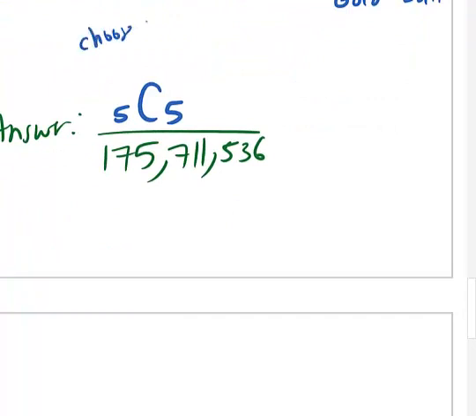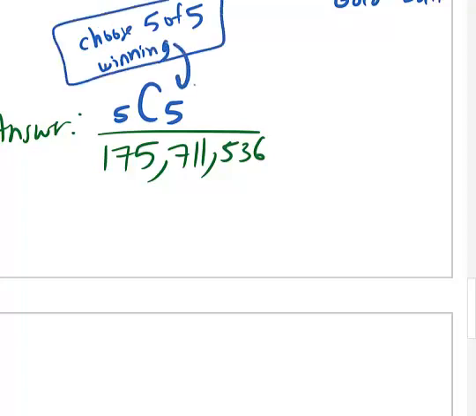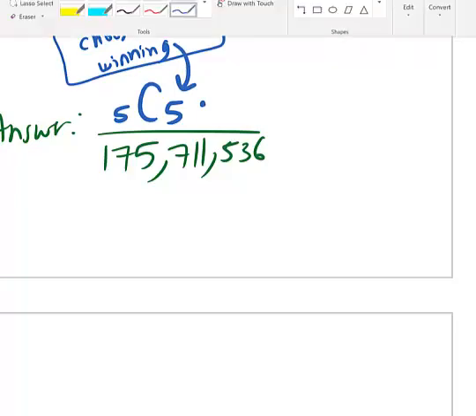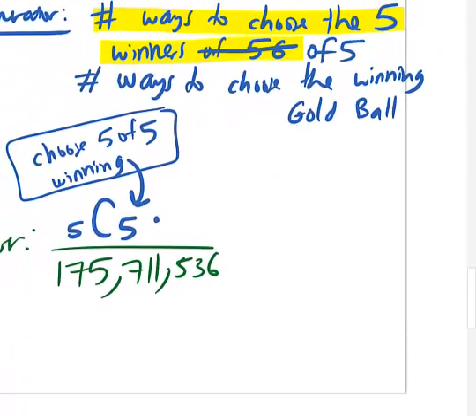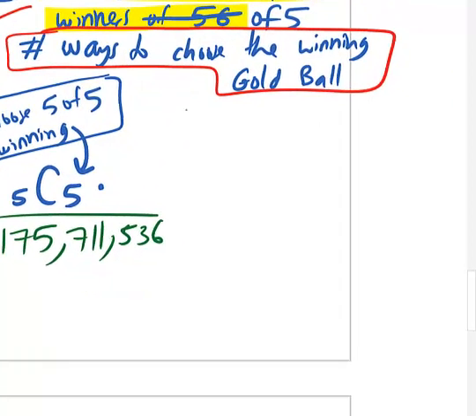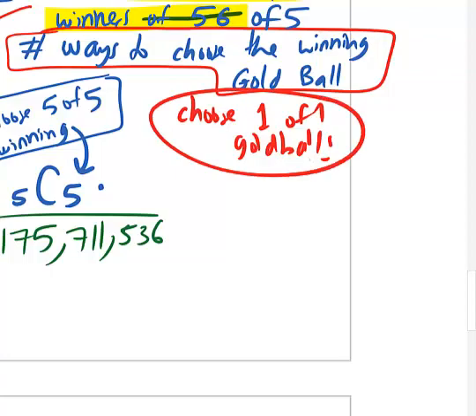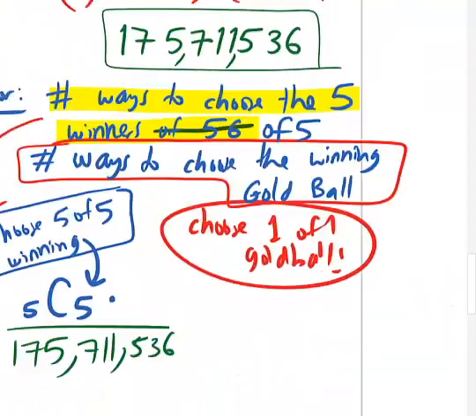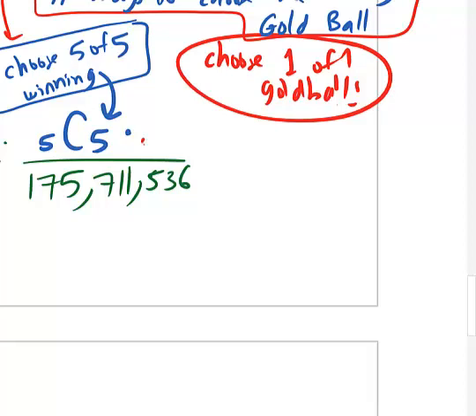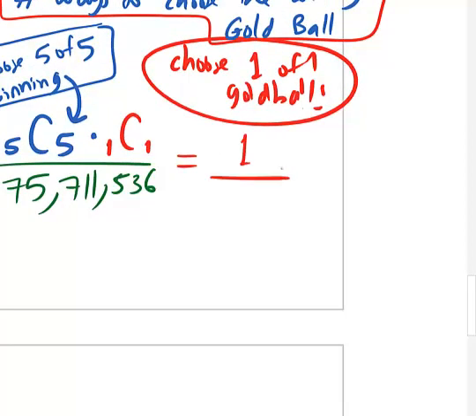Choose 5 of the 5 winners. I'm not really choosing out of 56 because I want to win. So this is asking how many ways are there to win. Times, okay, and then what else do I need to do? I want to make sure that I choose the gold ball, but that means I want to choose 1 of 1 gold balls. So even though earlier they said how many balls were there to choose from, I forgot. There were 46 balls to choose from, but if I want to win, I have to choose that 1 winner out of the 1. And the numerator ends up being a 1 times a 1, which is a 1.